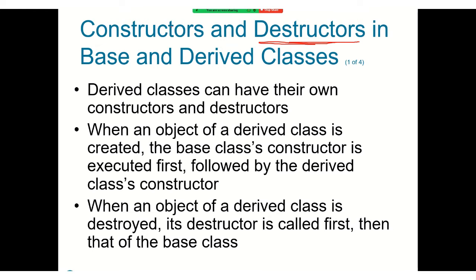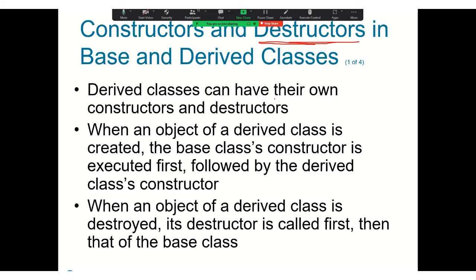Now derived classes can have their own constructors and destructors. There is no doubt, because just because it is derived from some other class does not mean that it is not a class. It is a fully functioning class. It has its existence by itself, so it can have its own constructors and destructors. When you create an object of a derived class, the base class's constructor is executed first.